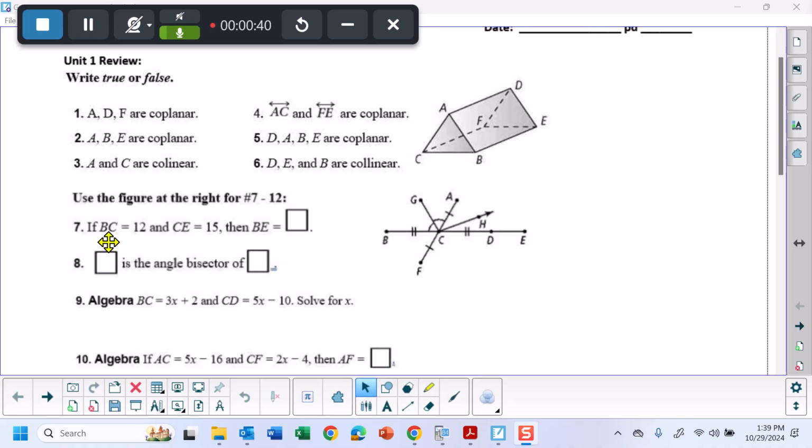The distance from B to C is 12. The distance from C to E is 15. Your job is to find BE. So you're using segment addition and those congruence conversations to figure that out.